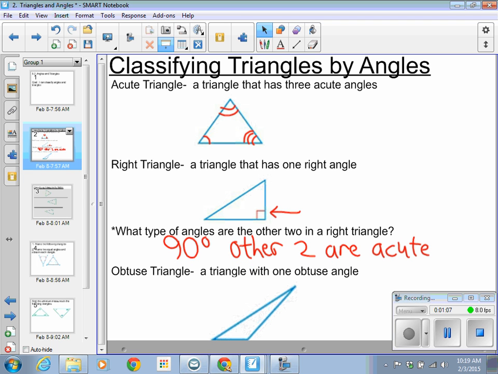And we've got obtuse triangle. It's a triangle with one obtuse angle. Again, not drawn to scale, we can tell that one right here is obtuse, greater than 90 degrees.